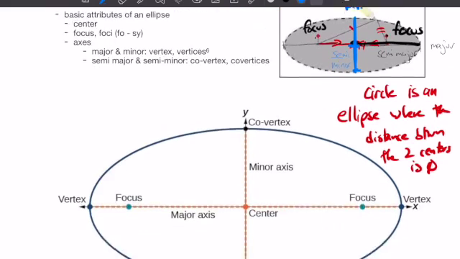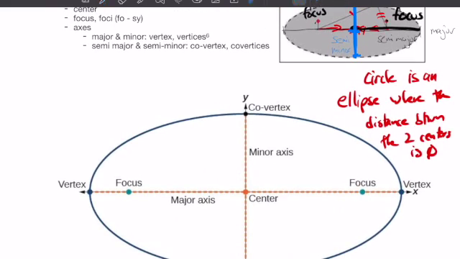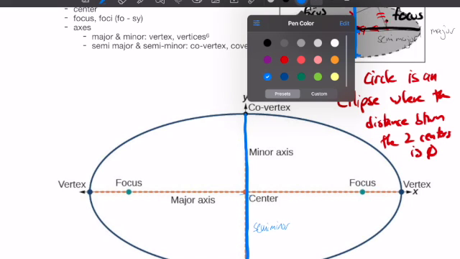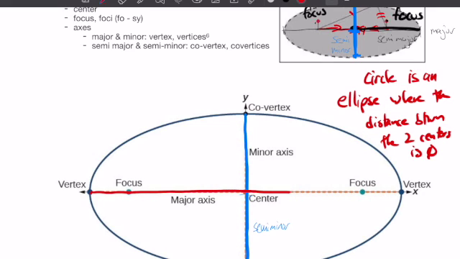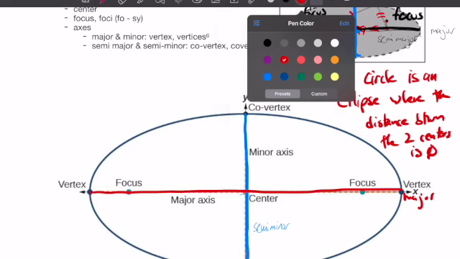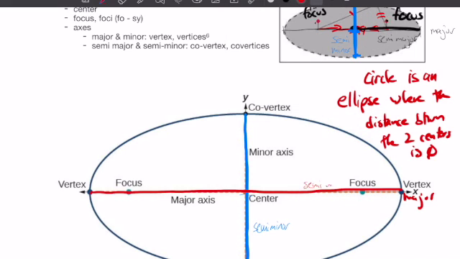So let's see here. Now looking more largely at our drawing, we have our minor axis and our semi-minor, exactly half as long, and our major axis and our semi-major. Our two foci, here's one focus, here's the other focus, and there's the actual center.